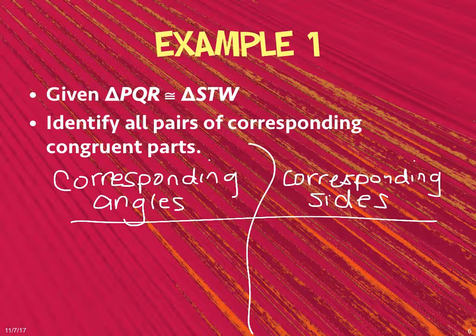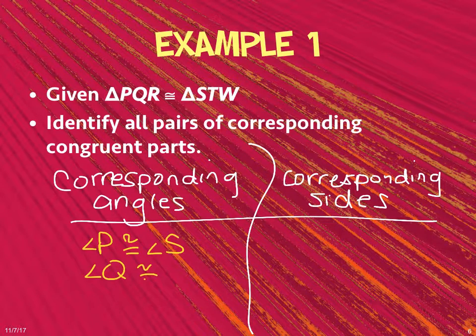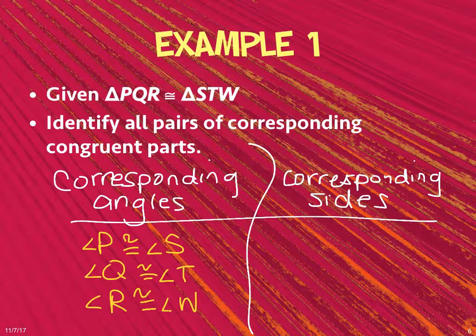Three pairs of corresponding angles. P and S, so angle P is congruent to angle S. What's another one? T and Q. So Q is congruent to T, or T is congruent to Q, either order. And the last one? R and W. Raise your hand if you got all three right. Easy stuff, right? Just match the letters.